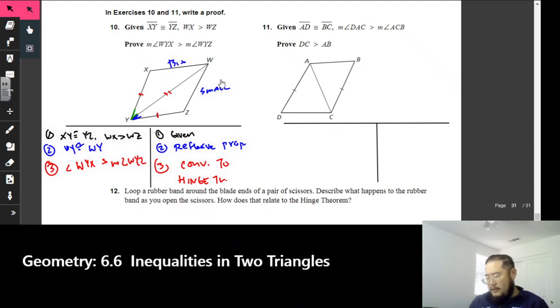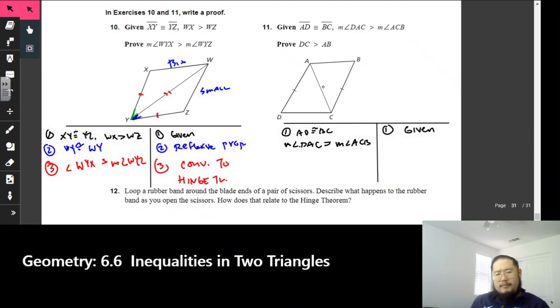All right, let's take a look at number 11. We have right here, let's put down what's given. We have AD is congruent to BC, and then we have the measure of angle DAC is greater than the measure of angle ACB. So one right there, that is given. So let's see how this all looks.